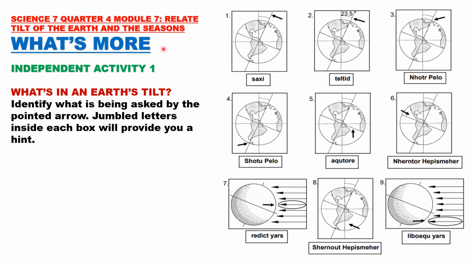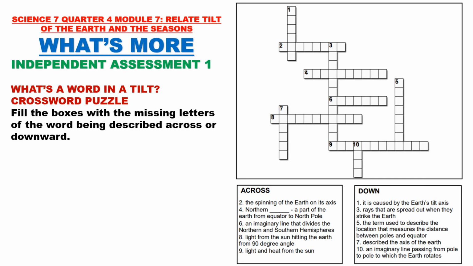What's more, Independent Activity 1. What's in an Earth's tilt? Identify what is being asked by the pointed arrow. Jumbled letters inside each box will provide you a hint. Independent Assessment 1. What's a word in a tilt? Crossword puzzle. Fill the boxes with the missing letters of the word being described across or downward.